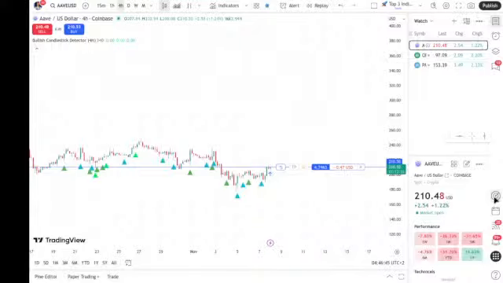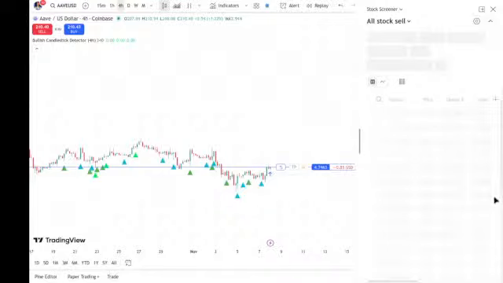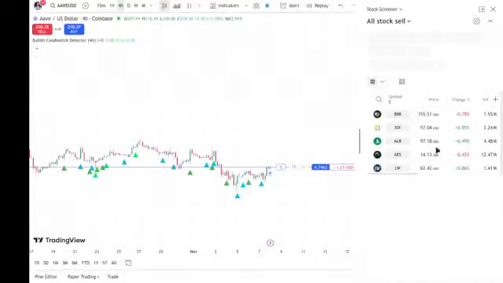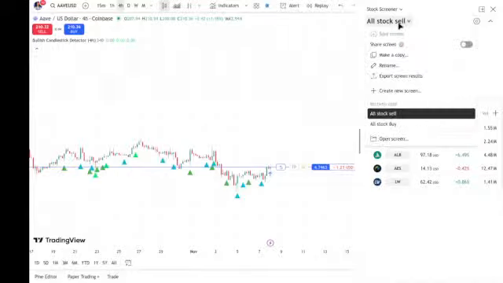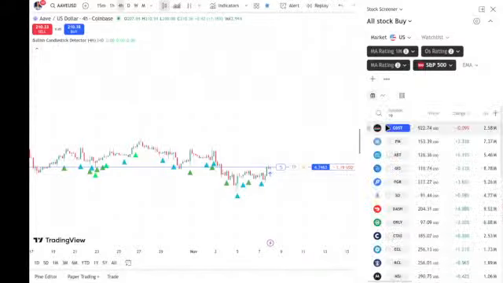Let's see if we can find. So that's it for my screeners. Because what I did is I found Ave. There was no short sale. I did find one stock short sale. I think that was last week. Yesterday.